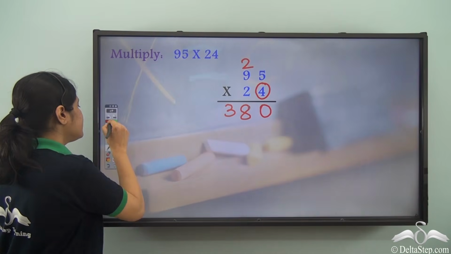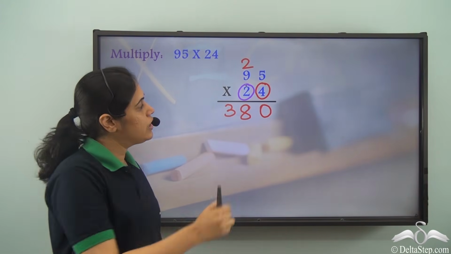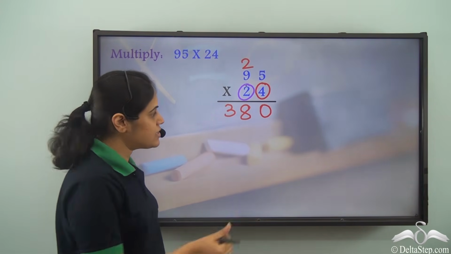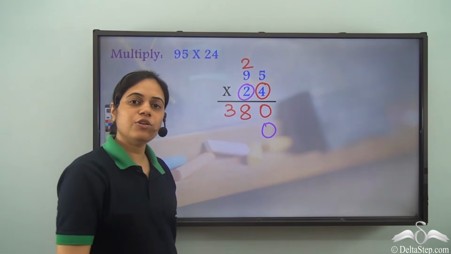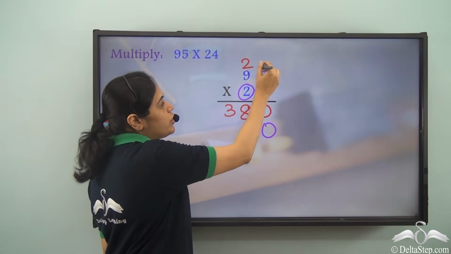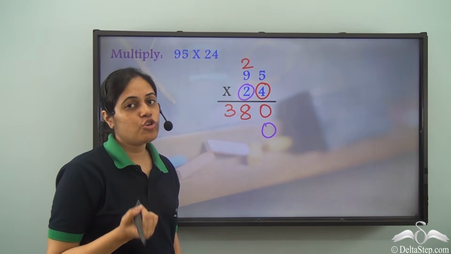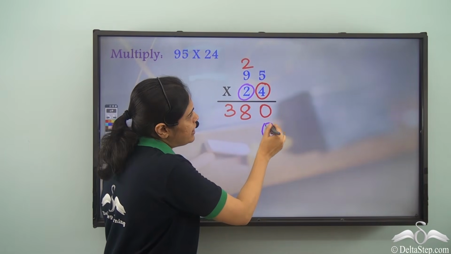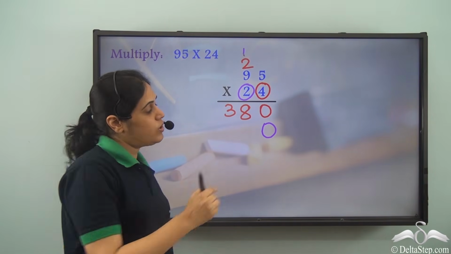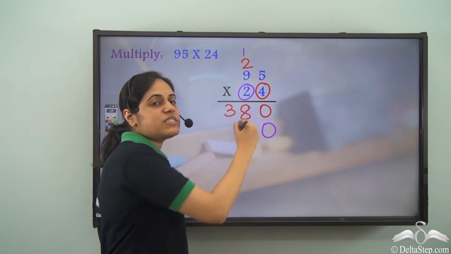What next? Next, I come to the tens digit, which is 2. Now, I need to multiply this number by 2, but it is 2 tens. So first, I write this 0 and then I multiply by 2. Now 2 into 5 is 10, but there is already a 0 here. So you might think that this 0 is already there. 2 into 5 is 10. So let's carry 1. But no, this 0 is because it is 2 tens. So this 0 will always be there.